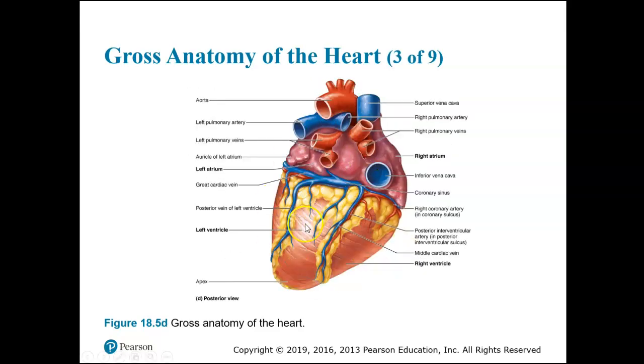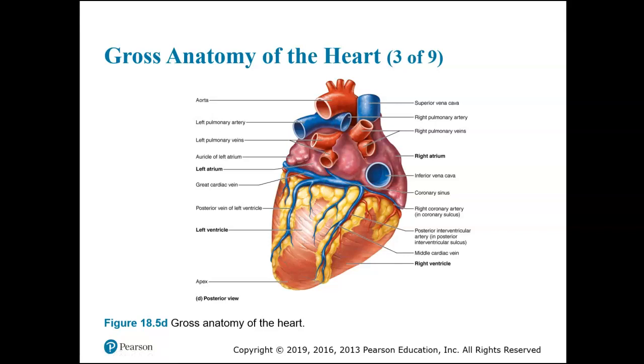This is the posterior view of the heart. You can see the great cardiac vein a lot better, and you can see this bulge in the great cardiac vein is called the coronary sinus, which is where the blood returning to the right atrium from the coronary circulation collects before it returns to the right atrium.